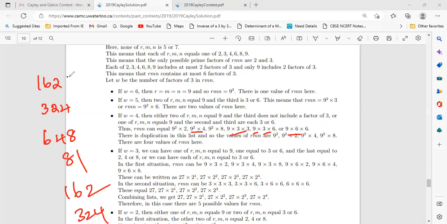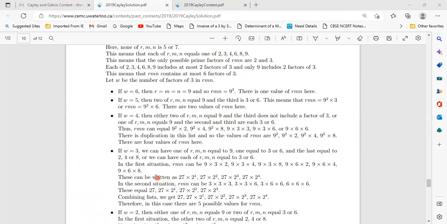So 1, 2, 3, 4. So you're just going to ignore the repetitions. So you will have 4 values here. Can you follow this, Shana? Yeah, I understand all the values. I hope you are able to follow the rest of the cases too.